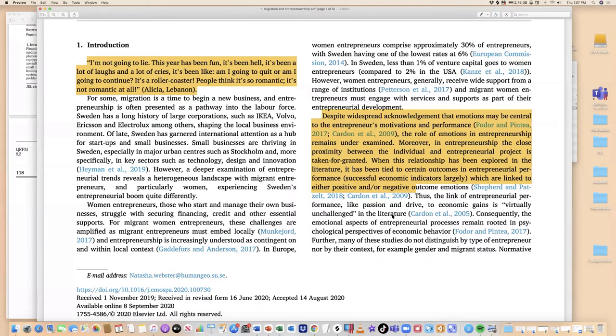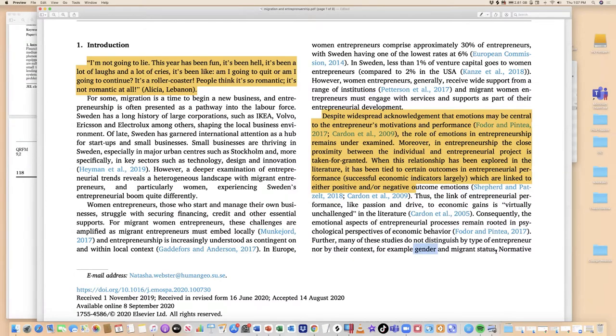Further, many of these studies did not distinguish by the type of entrepreneur or by their context, for example, gender and migrant status. What are you seeing here? Who can tell me what type of gap we are adding to the issue gap we have found out there? The last sentence, the "further," what type of gap is this one? The context. Context in terms of what?